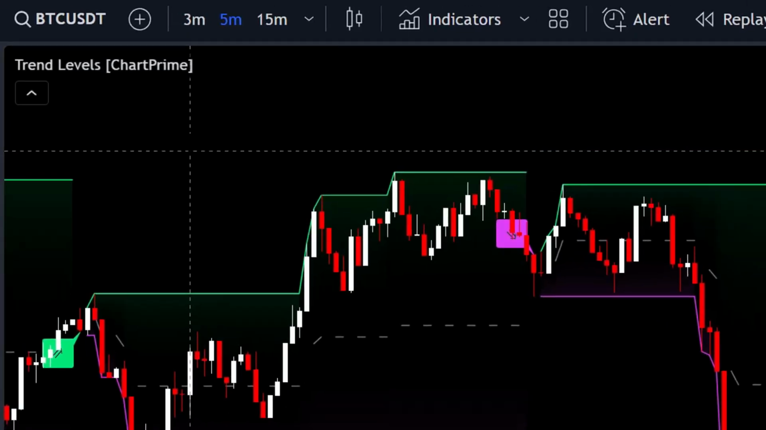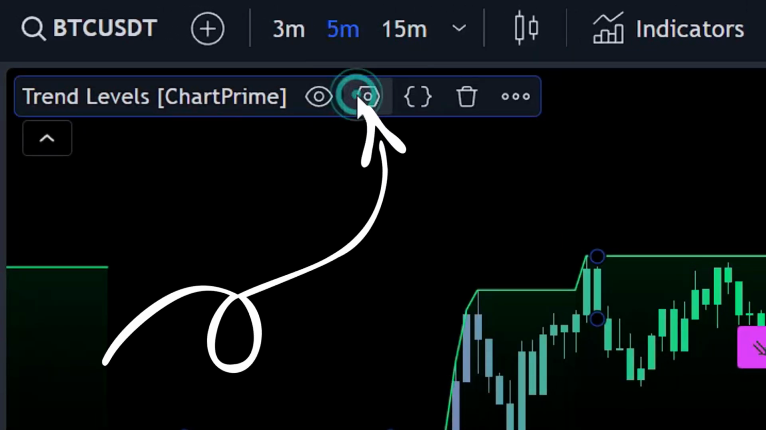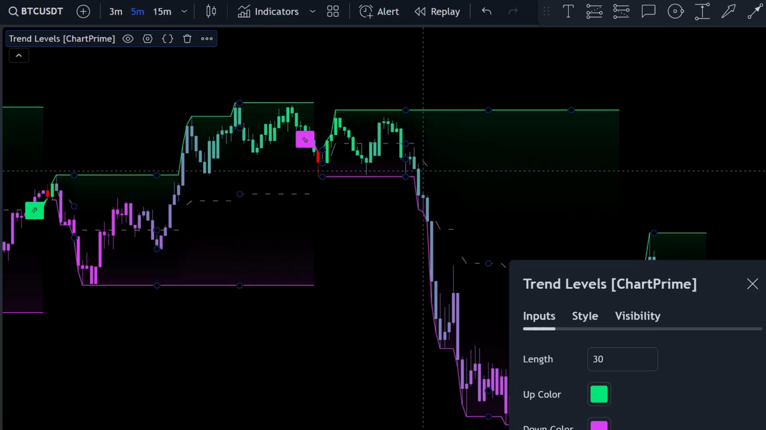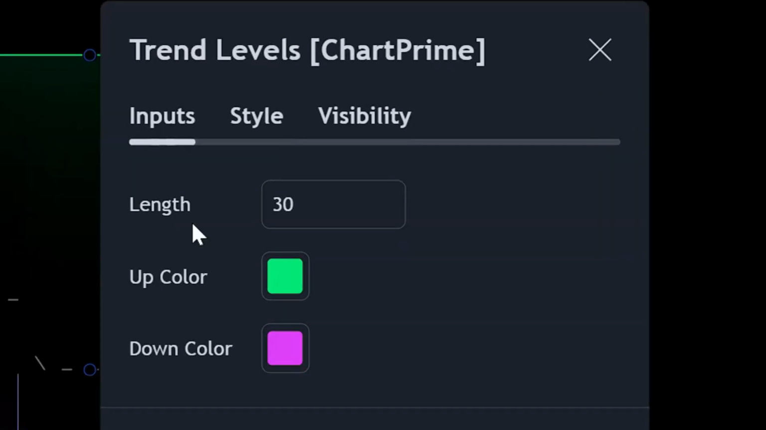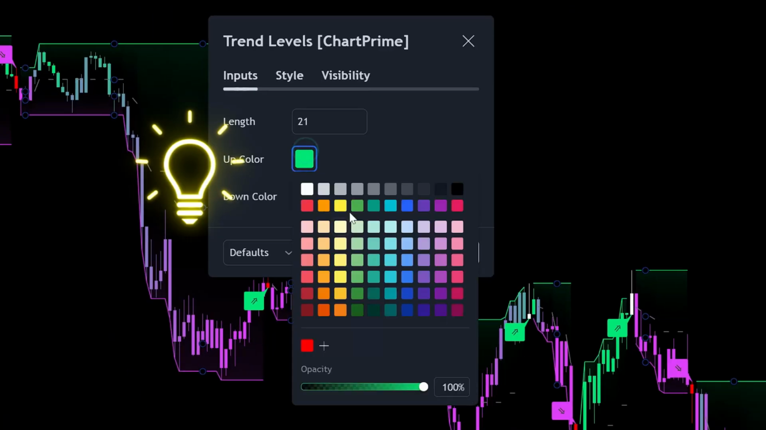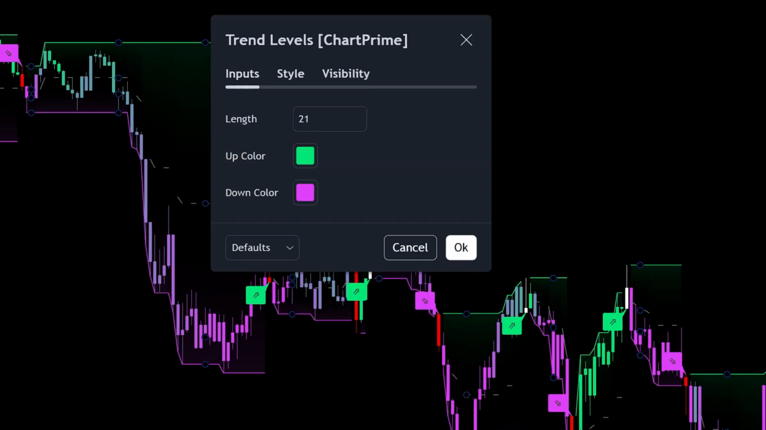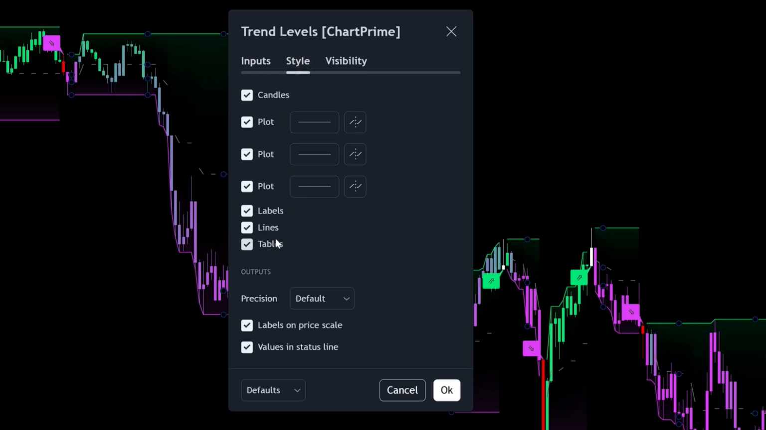Go into the indicator settings. Find the inputs tab and change the length to 21. This will give us more signals on the chart. Now I know what you are thinking. More signals might mean less accuracy, and you're right. But we'll address this in the next part of this video. You can also change the colors in the input section to match your chart style. No need to mess with anything in the style tab.